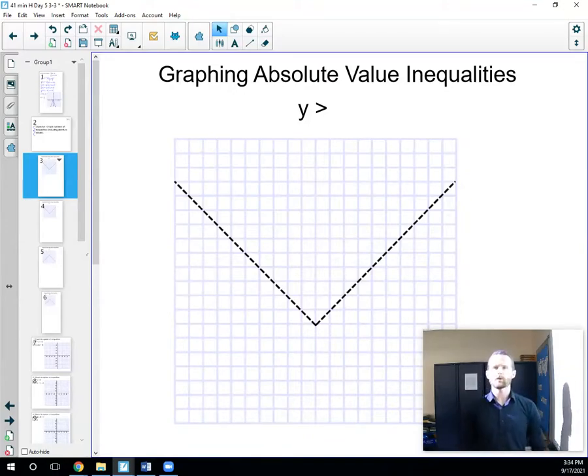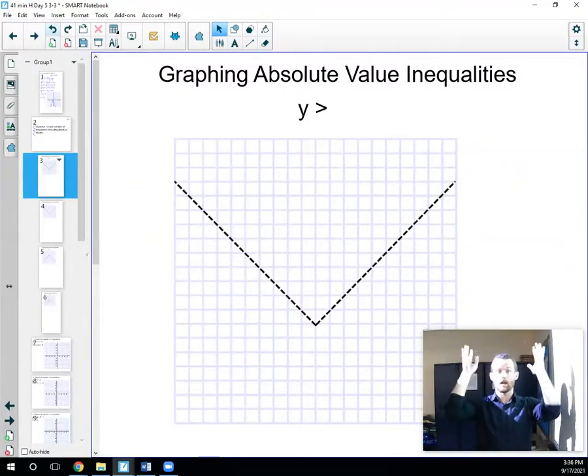How do we shade when we're graphing absolute value inequalities? When we're shading an absolute value inequality, we want to follow the exact same rules we did with a linear inequality. In a linear inequality, we thought, okay, do we shade above or below? That's what we do here. A lot of students get themselves mixed up when they think, oh, it's a V, now I have to think inside the V or outside the V. But you don't want to do that. Still just think above or below.